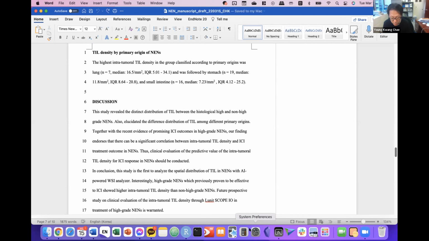But yeah, good. So this TIL has utility in a lot of different tumor types, and neuroendocrine is a high unmet need. So thank you for presenting this. Yeah, keep us updated on your progress. Thank you very much.